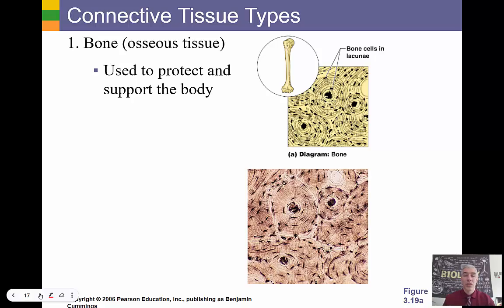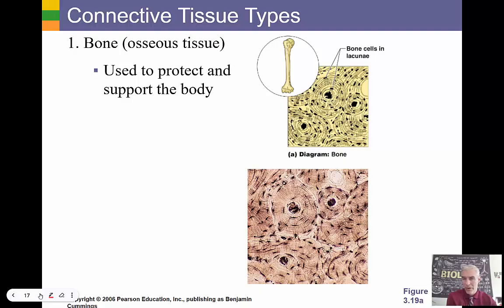Connective tissue types. So here's our first one. This one's always easy to identify, in my opinion. Remember, you're going to have to be able to identify all of these: epithelial, connective, muscular, and nervous tissue under the microscope and by picture.